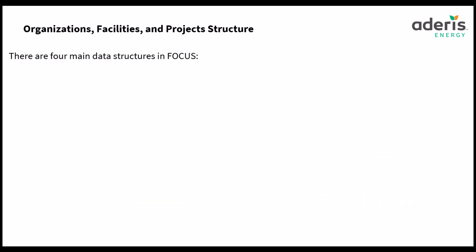There are 4 main data structures in Focus. First, we have the organization. This is synonymous with a company. An organization represents the legal entity who owns an asset or performs services. Organizations sit at the top of the data structure.